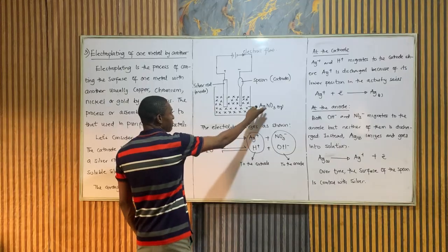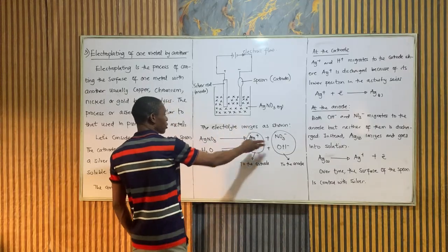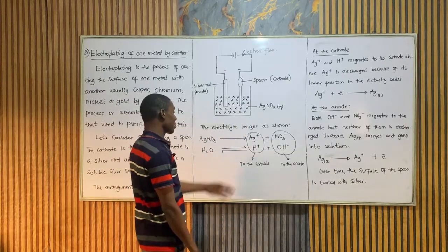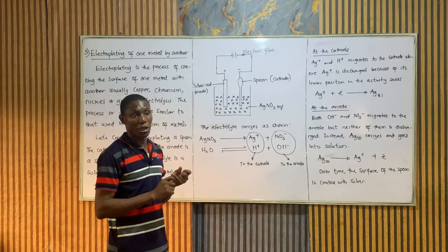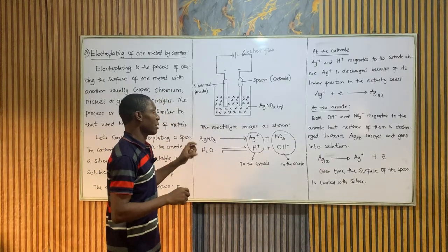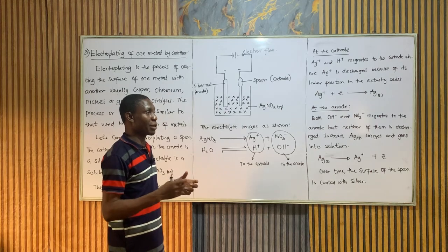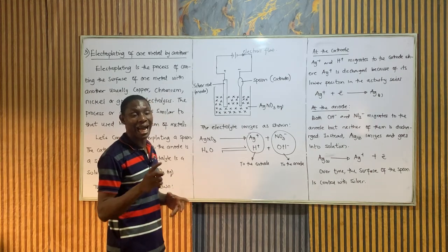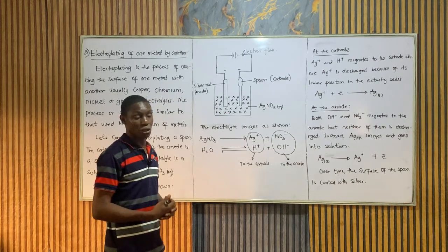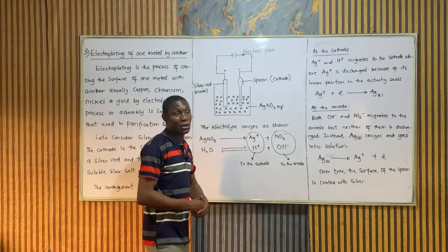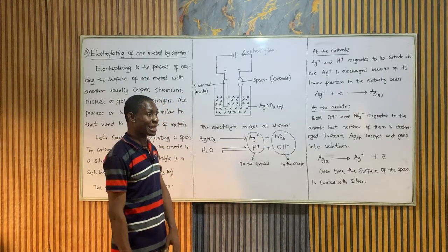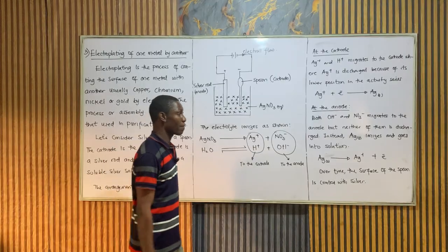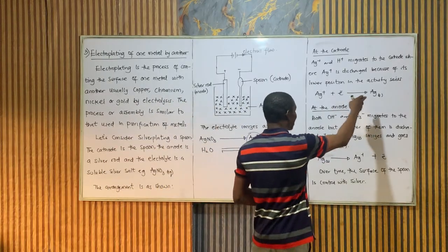Now, the electrolyte, which is silver nitrate, ionizes as shown. Obviously, silver is below hydrogen in the activity series, and that's why I said that during purification and electroplating, most of the metals we use are usually metals below hydrogen, because when you're using an aqueous substance, you expect them to be deposited at the cathode, and that's what happens here. So silver is deposited at the cathode.